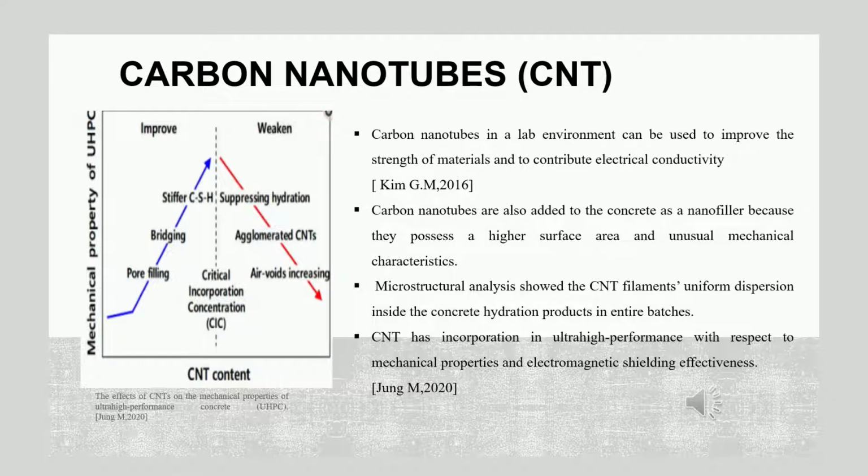Secondly, carbon nanotubes. Carbon nanotubes in a lab environment can be used to improve the strength of material and to contribute electrical conductivity. Carbon nanotubes are also added to the concrete as a nanofiller because they possess a higher surface area and unusual mechanical characteristics. Microstructural analysis showed uniform dispersion of CNT filaments inside the concrete hydration product in entire batches. CNT has been incorporated in ultra-high performance concrete with respect to mechanical properties and electromagnetic shielding effectiveness. The figures show the effect of CNT on the mechanical properties of ultra-high performance concrete.